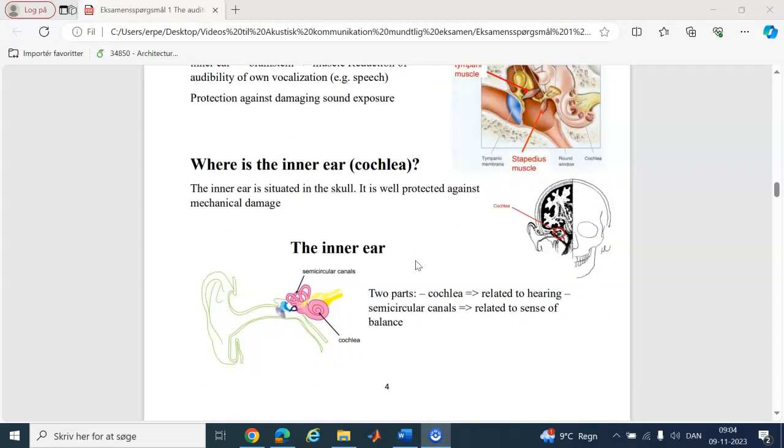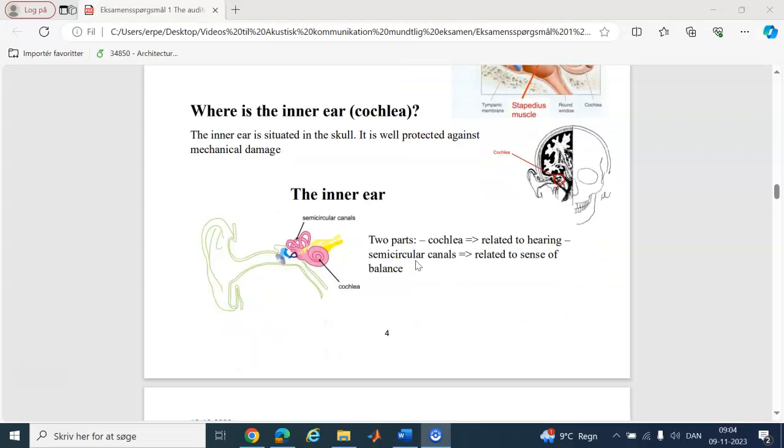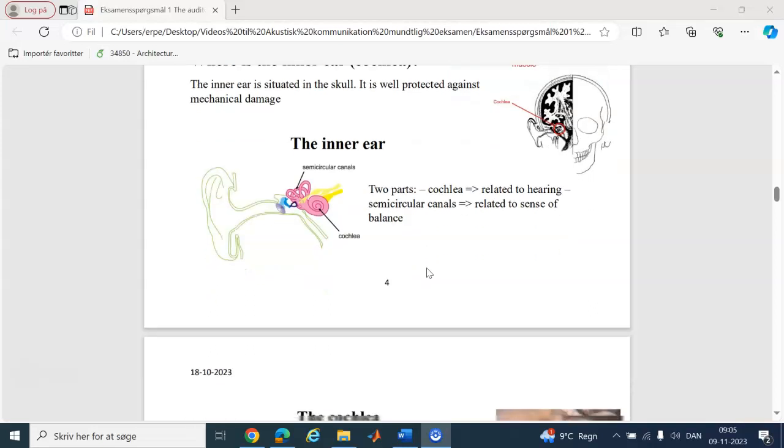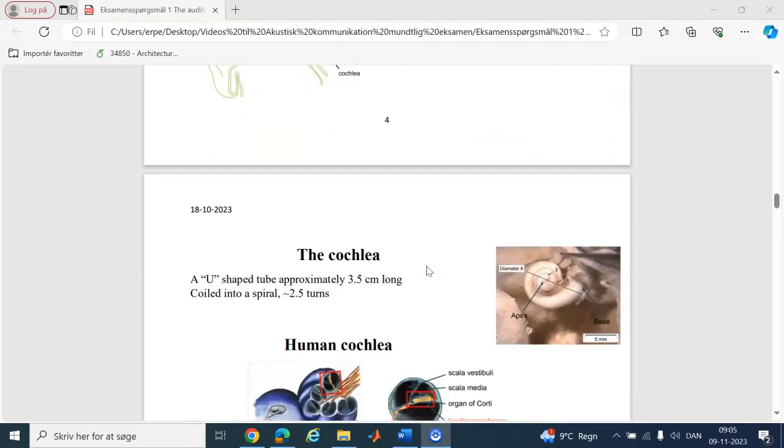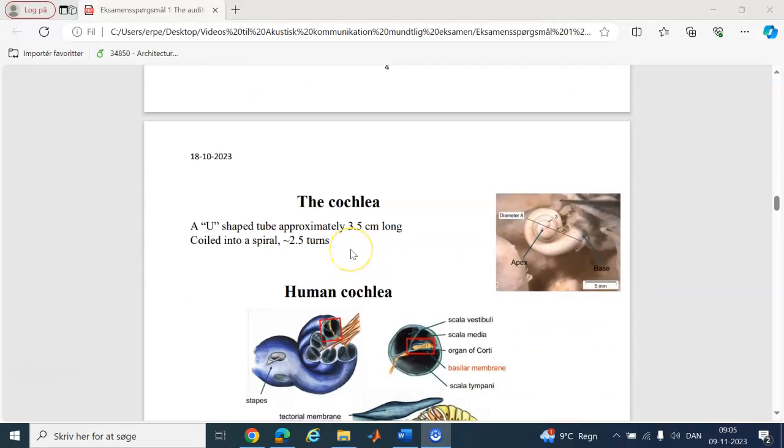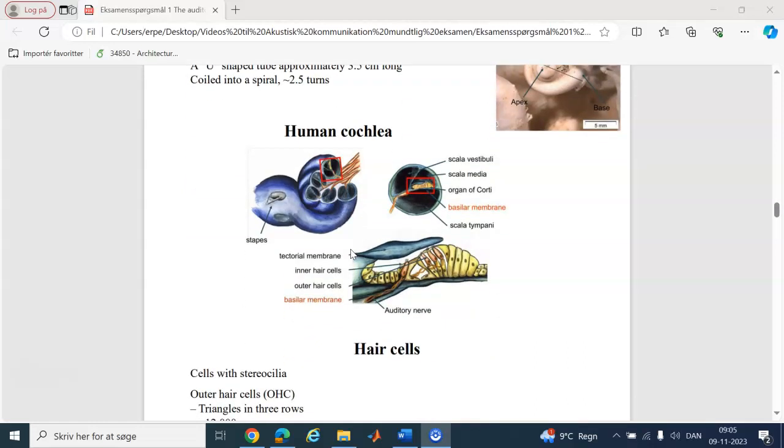What is the inner ear? The inner ear has the cochlea, which is very important for us. It's related to hearing. And then we have the semicircular canals, related to the sense of balance, which can also be very important. But when we are concentrating on the cochlea, it's U-shaped, around 3.5 centimeters long, with 2.5 turns.